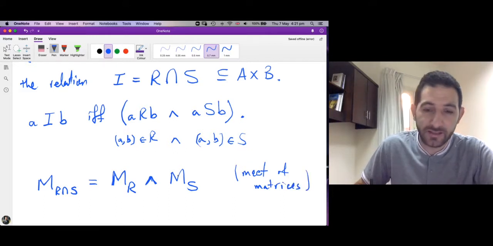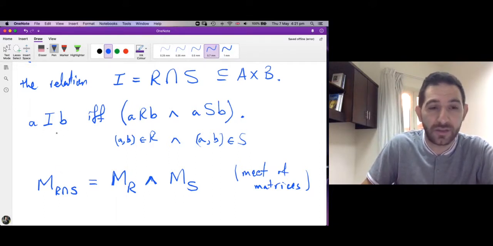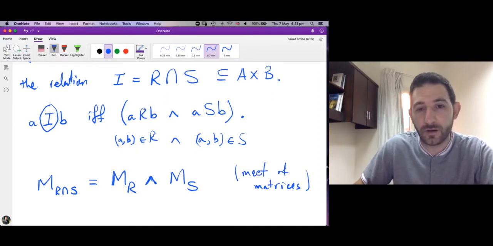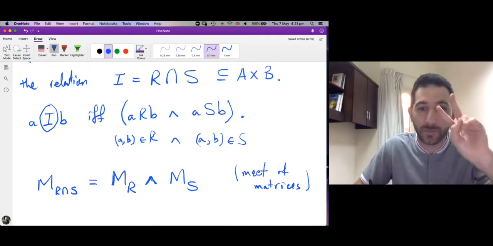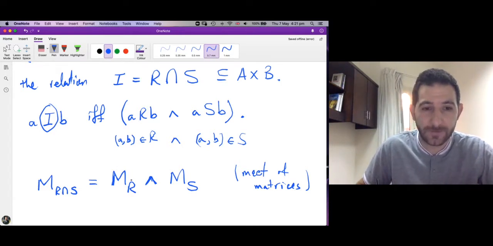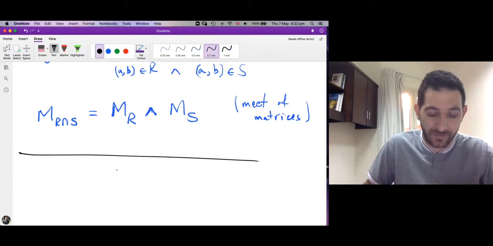Remember, if we have an entry here 0 meet anything else, we get 0. And this is what we want to say, that they shouldn't be related using the intersection if they are not related either by R or by S. They must be related by both R and S to be related by the intersection. Okay, and the third relation, we will have an example now.